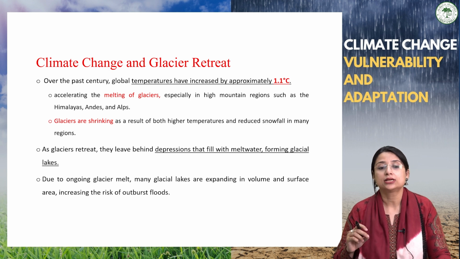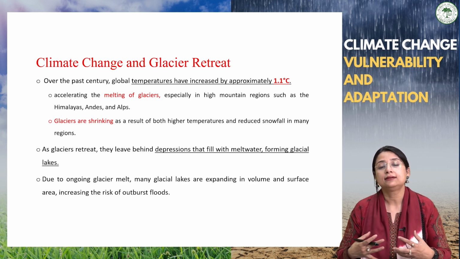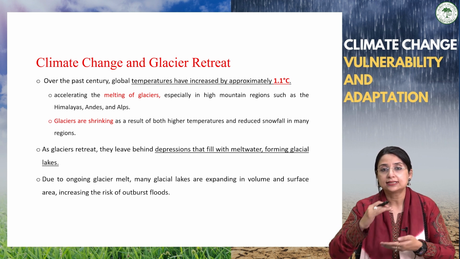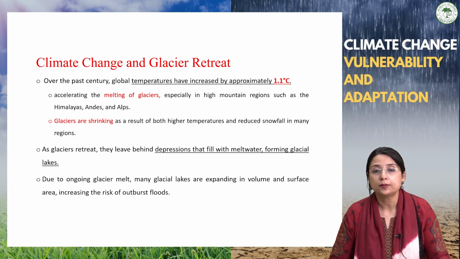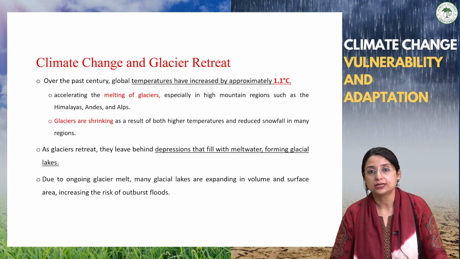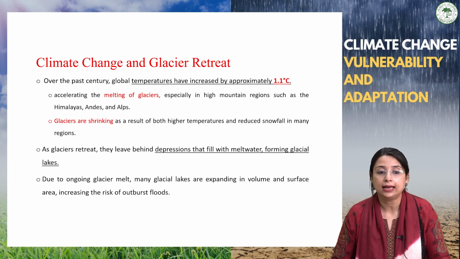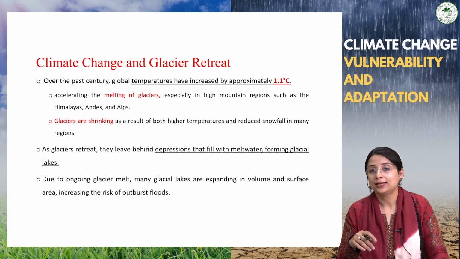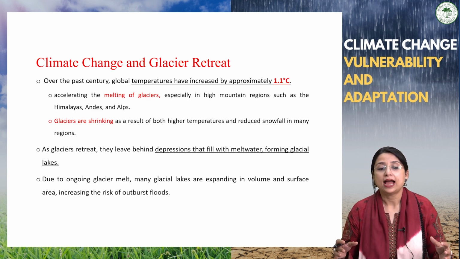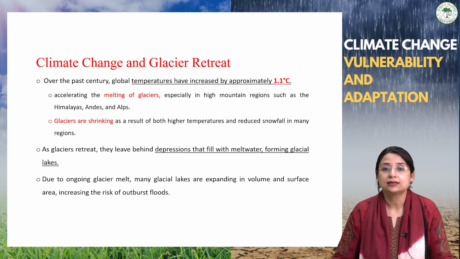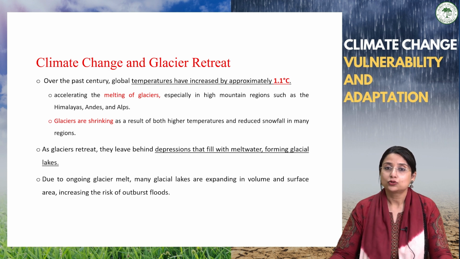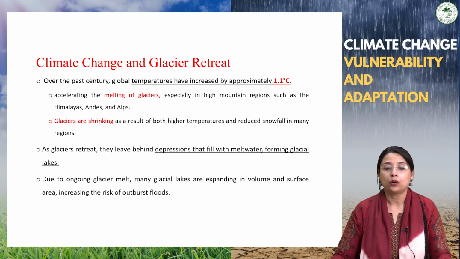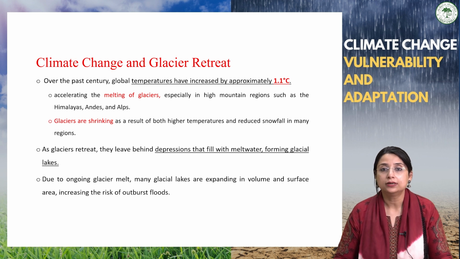Thus, as these glaciers retreat, they leave behind certain depressions. When they melt and retreat, they leave behind depressions that will be filled by the meltwater from the glaciers, and that forms glacial lakes. Due to the ongoing glacier melt, due to the high temperature, many glacial lakes are expanding in volume and surface area, thus increasing the risk of outburst floods. So, climate change is playing a very important role in glacial retreat. Overall, we can say glacial lake outburst floods.